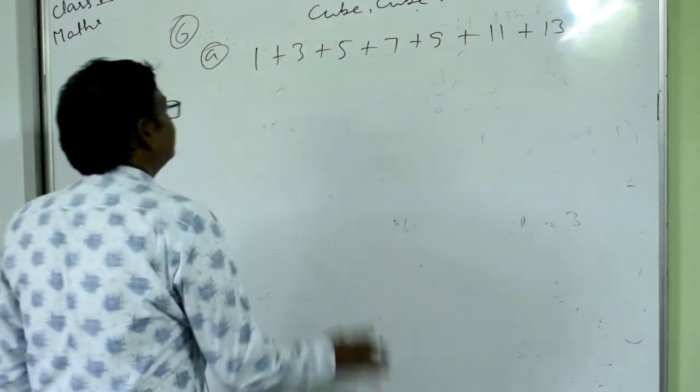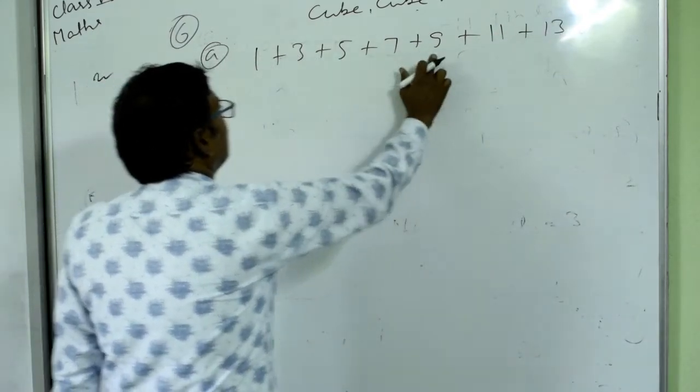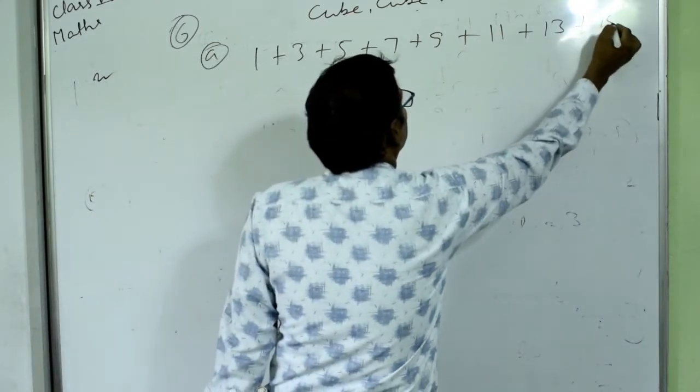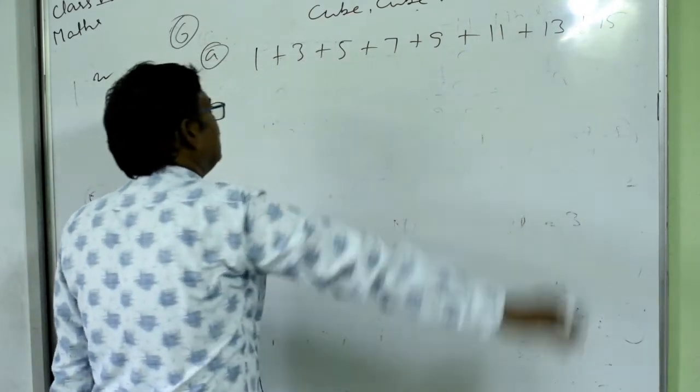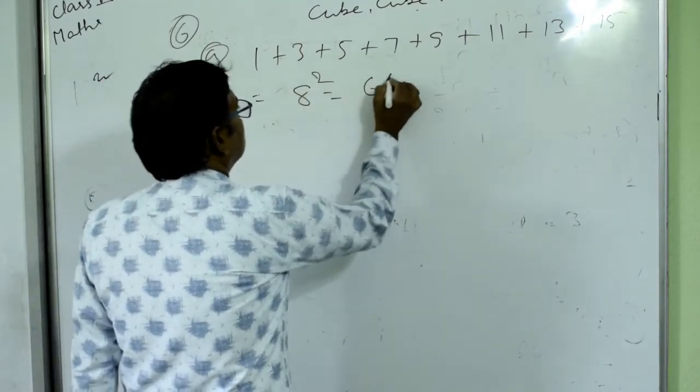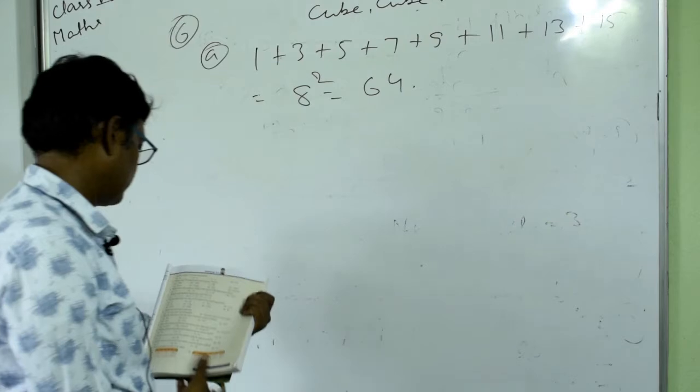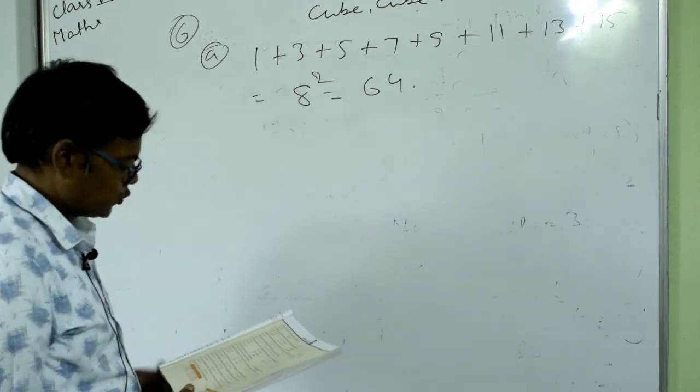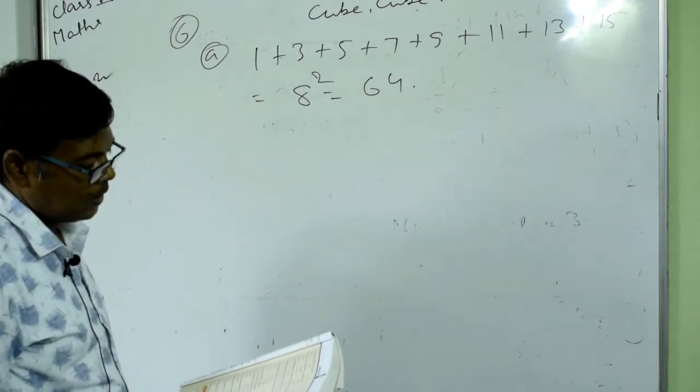So how many numbers are there? 1, 2, 3, 4, 5, 6, 7, and one more number, 15. So now you have 8 odd numbers. So its answer will be 8 square equal to 64. Okay, and you will do the next question yourself.